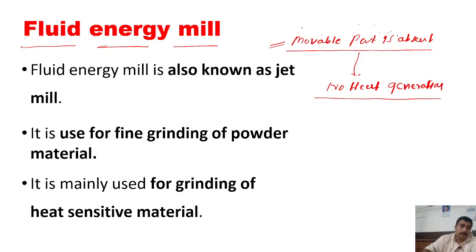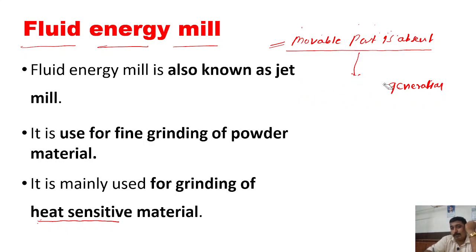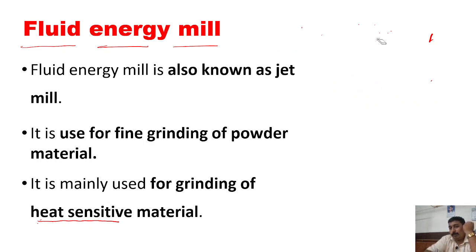But in the fluid energy mill, you can grind heat sensitive drugs. How can you grind heat sensitive drugs in a fluid energy mill? Because heat is not generated in this mill. So as heat is not generated, it is suitable for heat sensitive drugs, heat sensitive powder material also. This is also one important special characteristic of the fluid energy mill. The movable part is absent, it is very different in configuration and shape from other mills, and as heat generation does not take place, it is suitable for size reduction or grinding of heat sensitive materials.